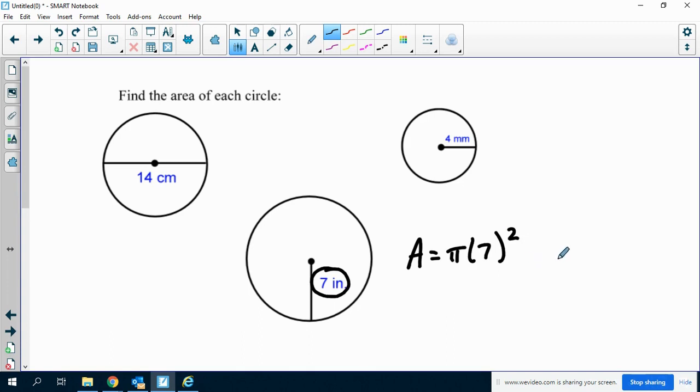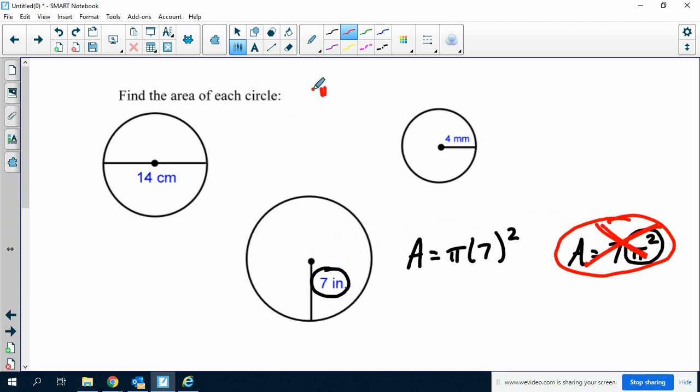One thing that kids make mistakes on calculator parts of problems is they will type in something like this, where they type in the pi to be squared. This is not good. We cannot square the pi. It's not telling us to square the pi. It's telling us to square the radius. So I want to make sure I square the 7. So the area here is 49 pi. That's an exact answer, and that's inches squared.